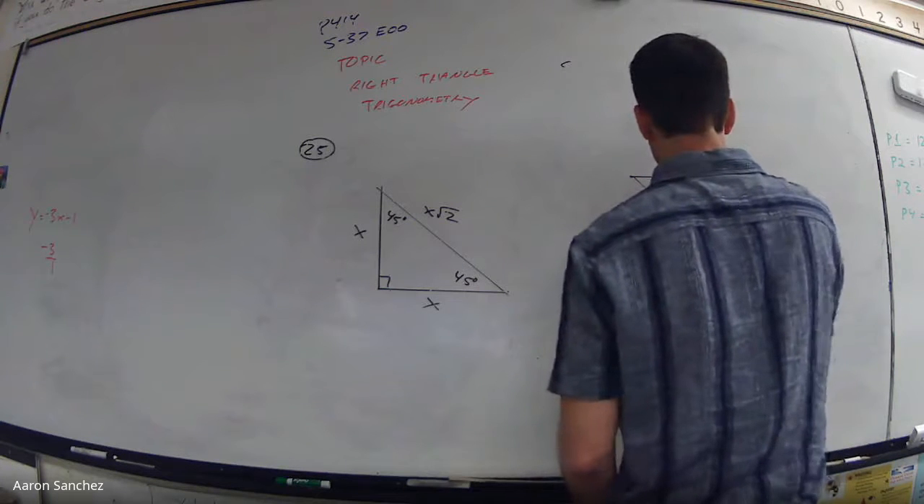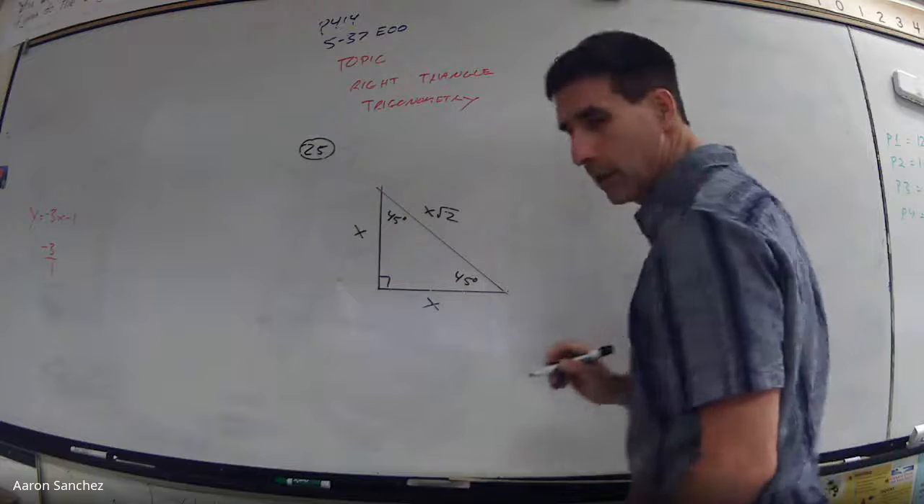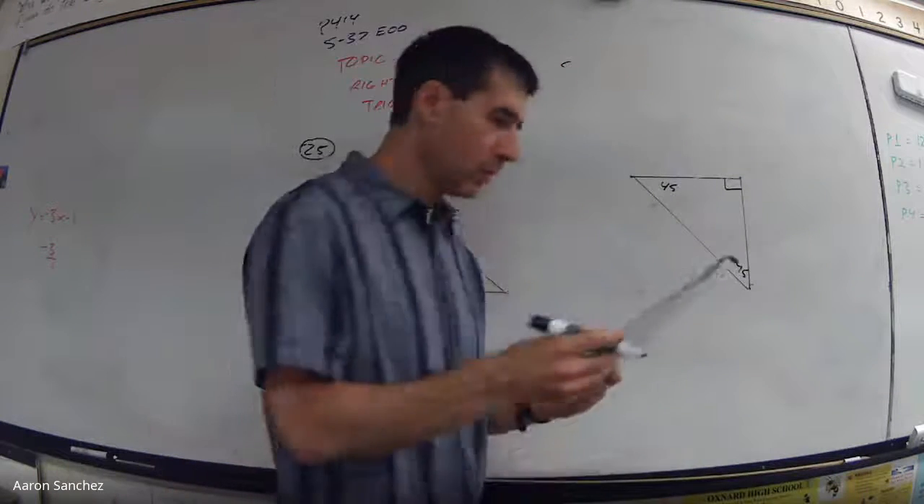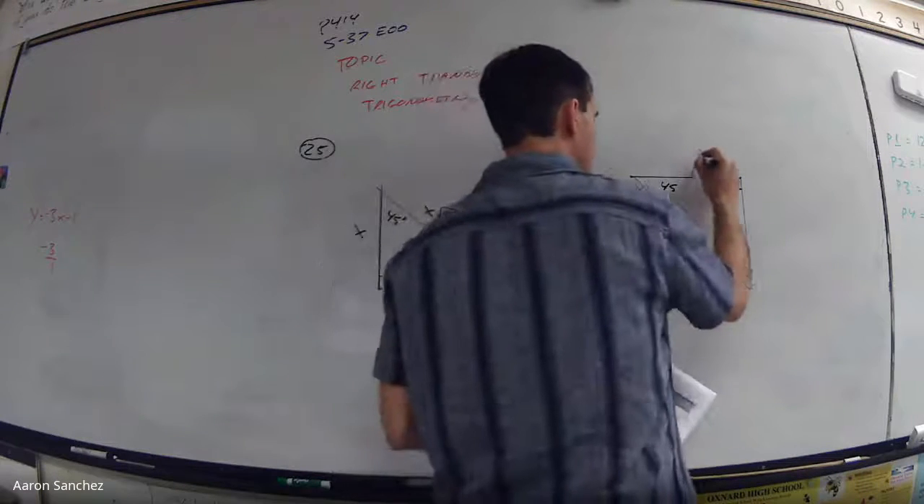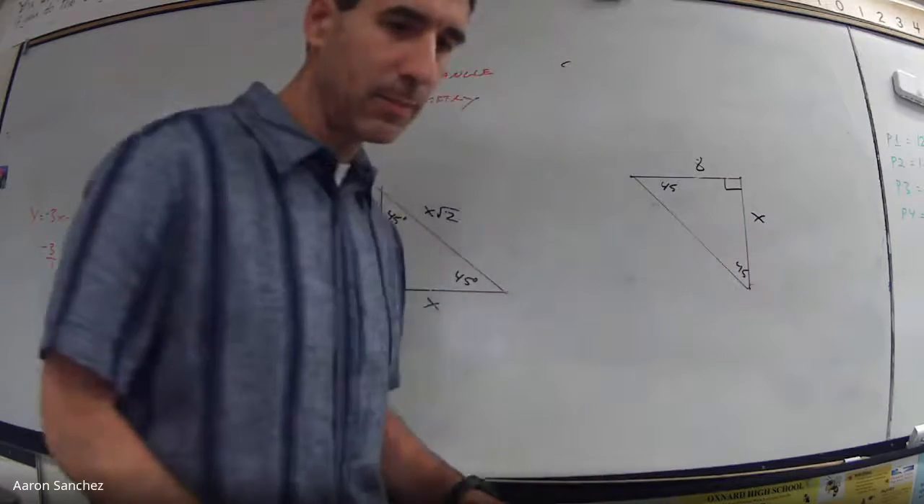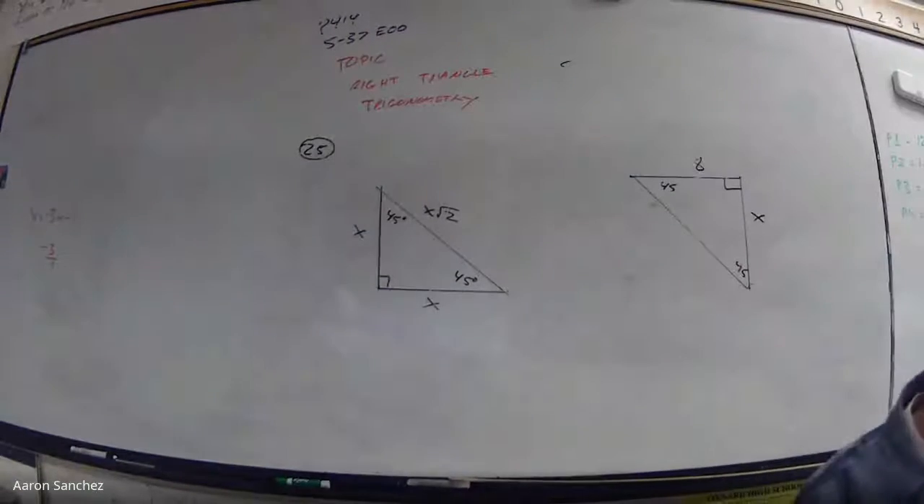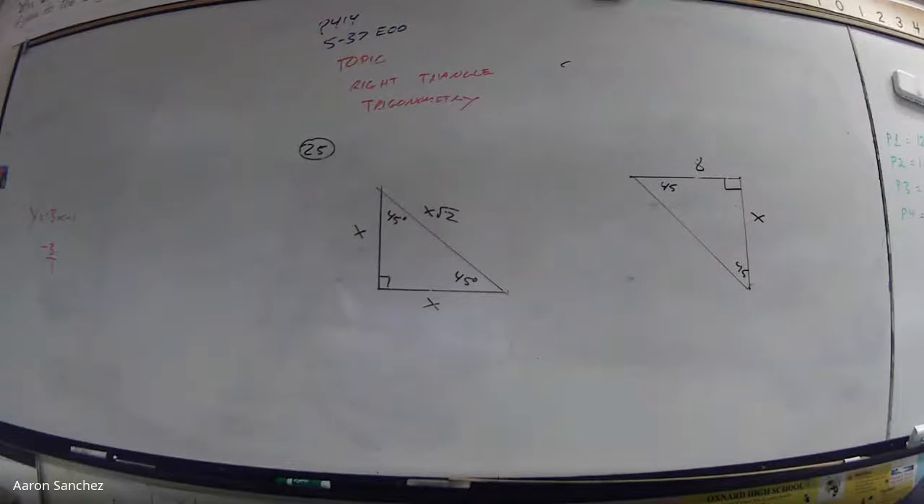So 45. I know I'm in the way. I'm not using my invisible powers now. So this is 8. So what's the measurement of that side going to be? What's the x going to be?